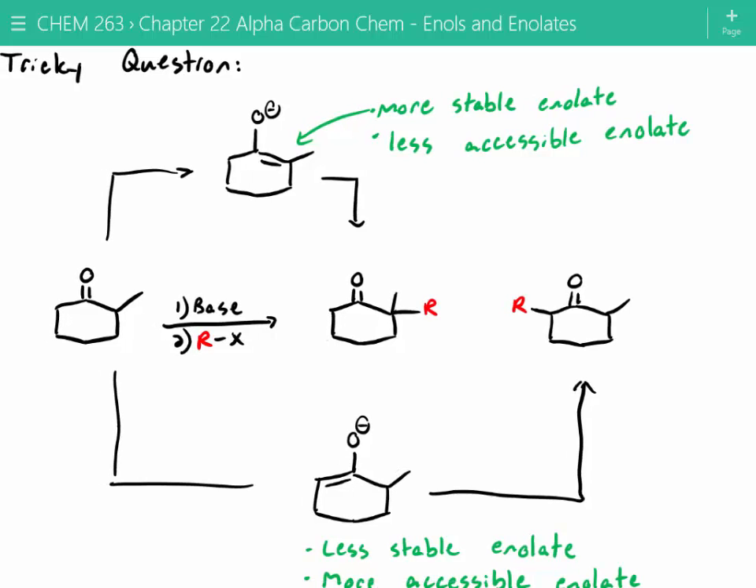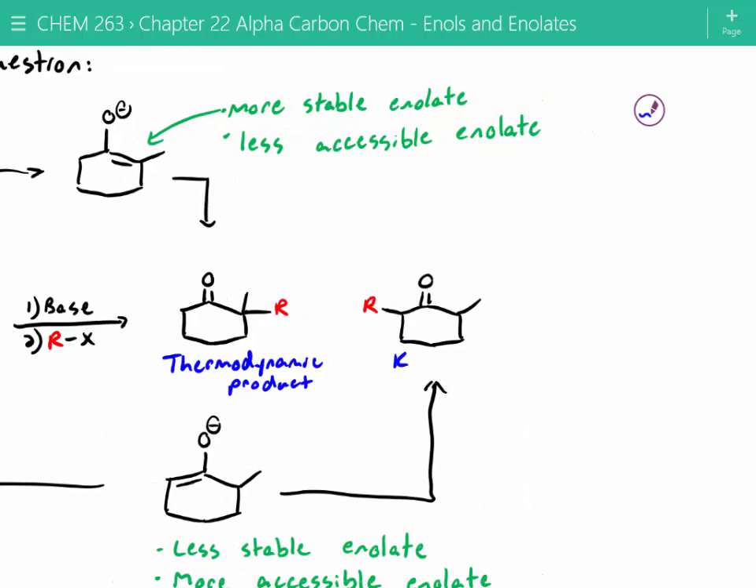So now we've run into a situation. If we look at the product on the left here, is that going to be our thermodynamic or our kinetic product? Thermodynamic. So it goes through the more stable enolate, but its protons are harder to get at, so it's got a higher activation energy. On the other end of the spectrum, we've got our kinetic enolate, or kinetic product.